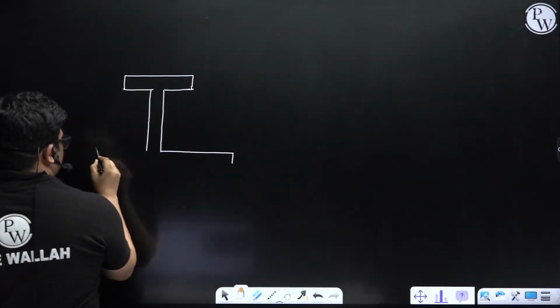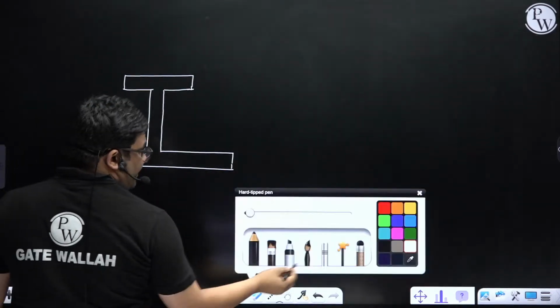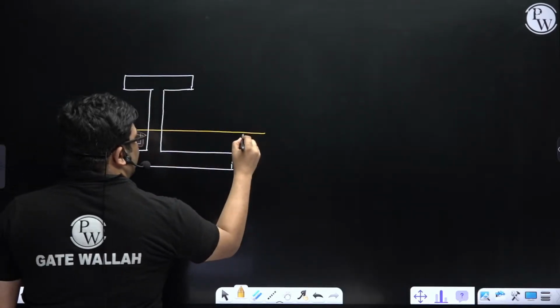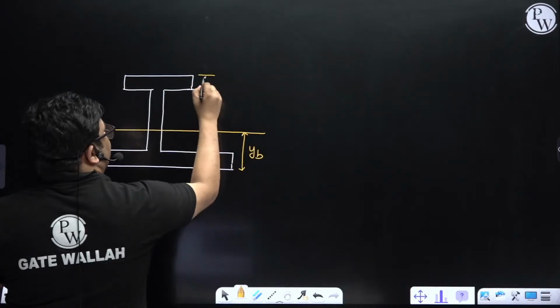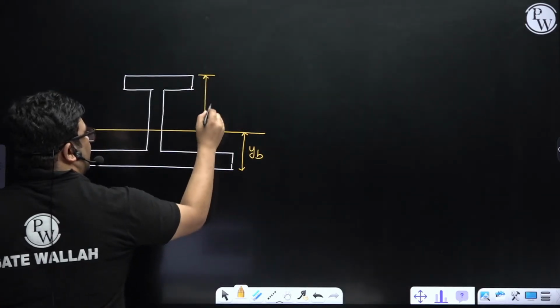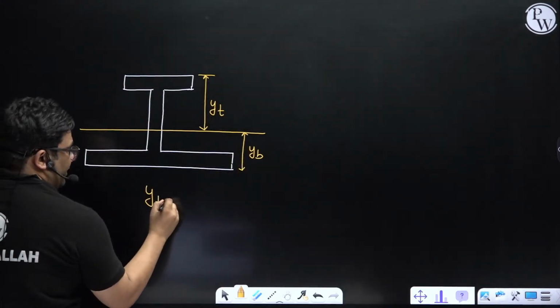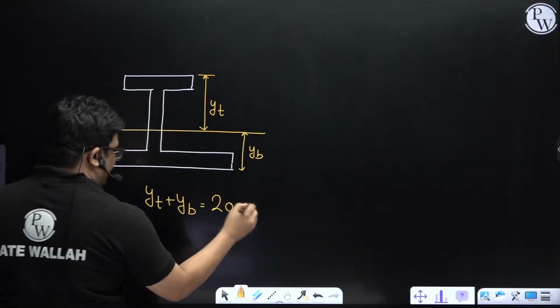Something like this, you see. It's an unsymmetrical I section. And here what happened? This is y bottom and this is y top. So y top and y bottom addition will be how much? It will be total depth, na? Total depth of the beam, which is given 200.